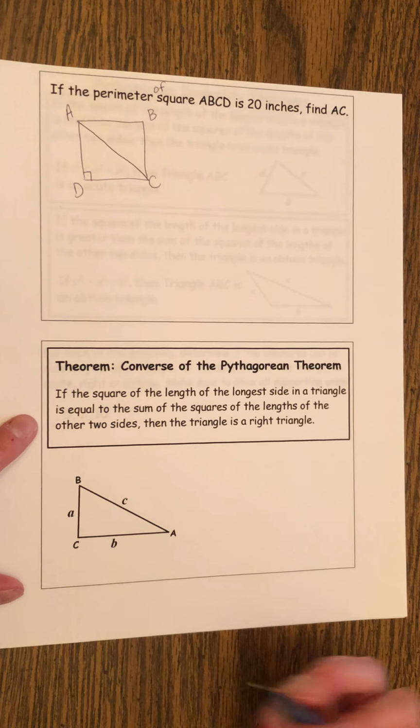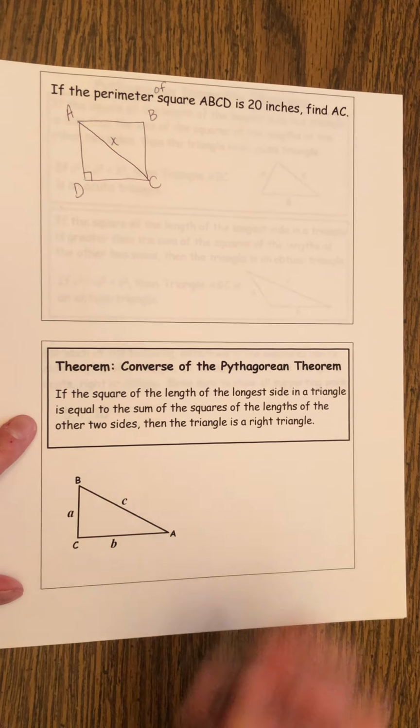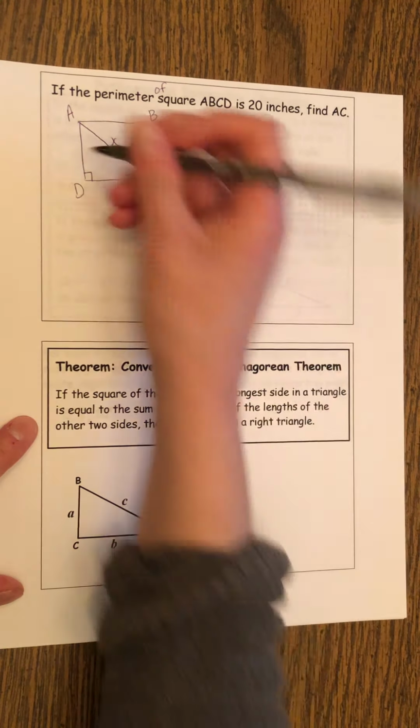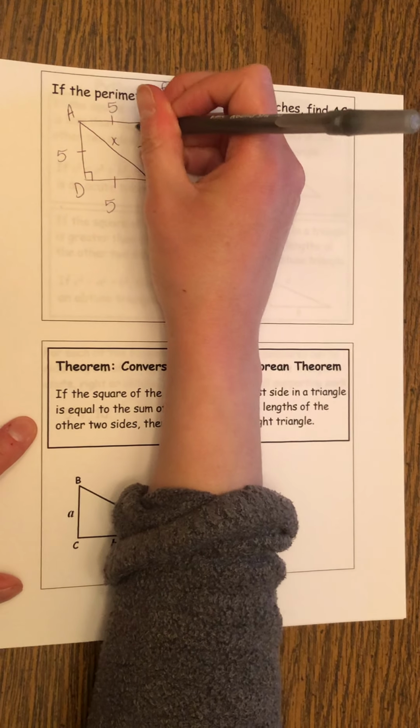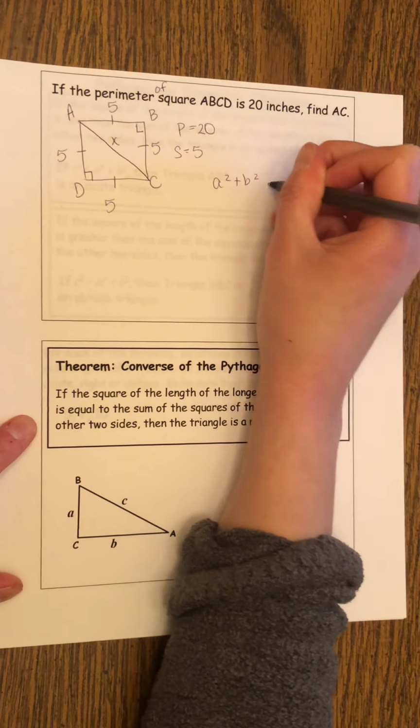And squares also have 4 right angles, so I want to find the length of AC. The other piece of information that I'm given here is the perimeter of this square is 20 inches. A square has 4 congruent sides, so if the perimeter is 20, if we divide 20 by the 4 sides, we're going to get each side length is 5 inches. So I have 2 right triangles that are exactly the same. But because I have right triangles, I can use the Pythagorean equation in order to find the length of AC.